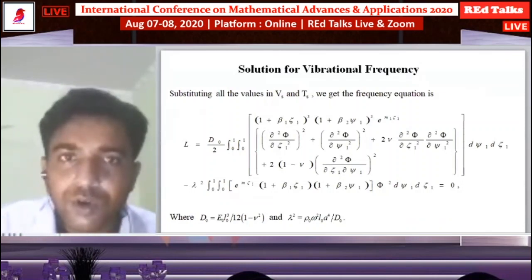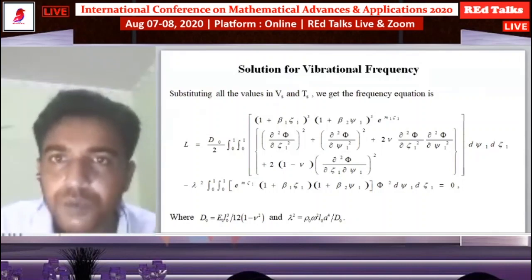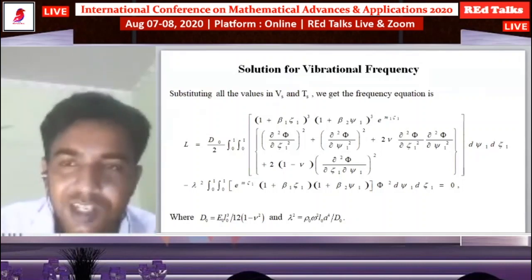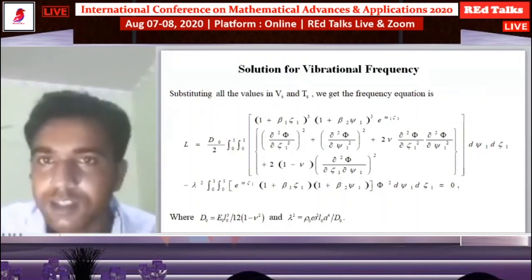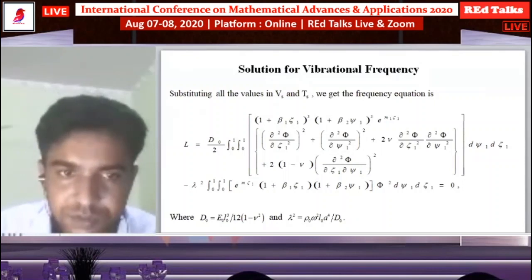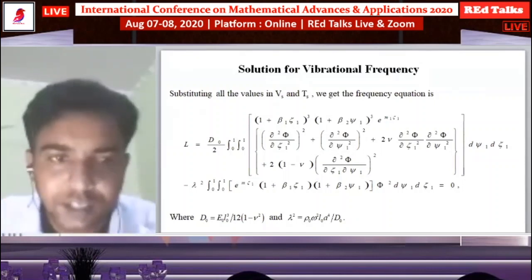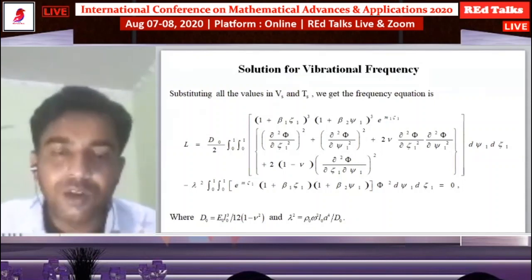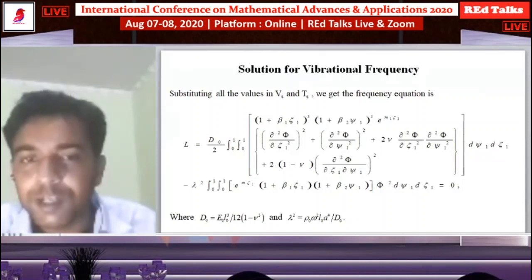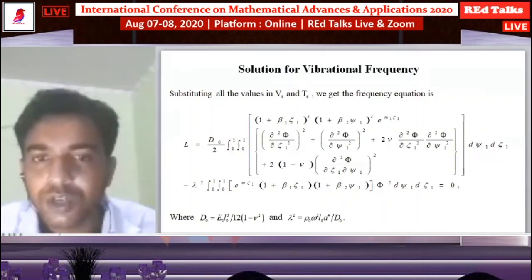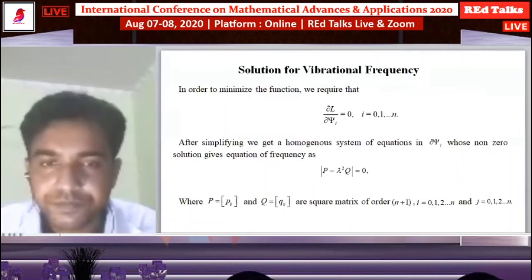Substituting the values of Bs and Ts, we get the frequency equation, where L represents the frequency equation, in which D naught is equal to E naught L naught raised to power 3 divided by 12(1 minus ν square), and the value of lambda square is equal to rho naught omega square L naught A raised to power 4 divided by D naught.